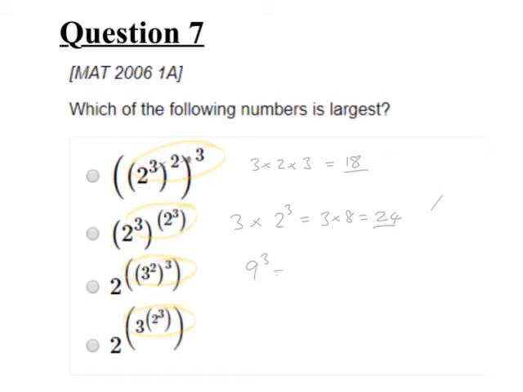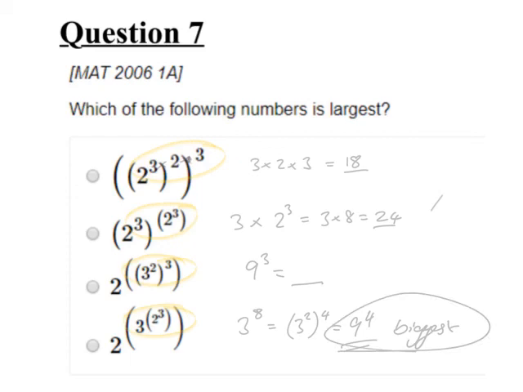The next question has 3 squared to the power 3. So we could write that as 9 to the power 3. And if we do the same thing on the final question, we get 3 to the power 8, because 8 is 2 cubed. Now we could think of 3 to the power 8 as 3 squared to the power 4, or 9 to the power 4. And this is greater than 9 to the power 3, so it's the biggest number, and we found our answer.